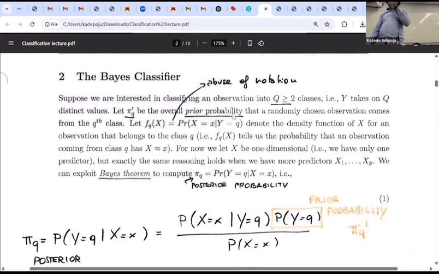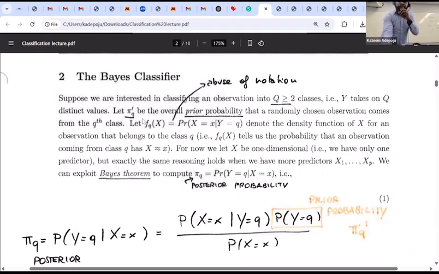that is a probability of the state of nature before data collection. I've not collected data, or I've not collected a predictor. I don't have any predictor value about a person. And that a randomly chosen observation comes from the qth class. That is why it's called pi q.